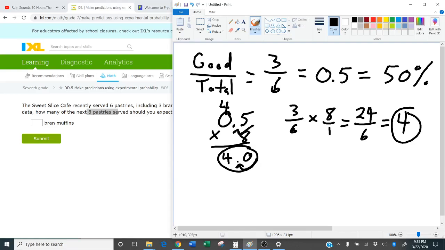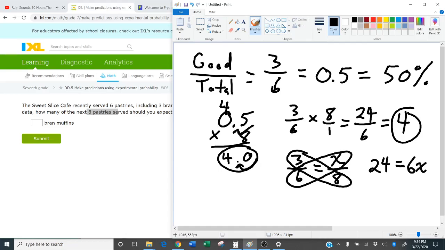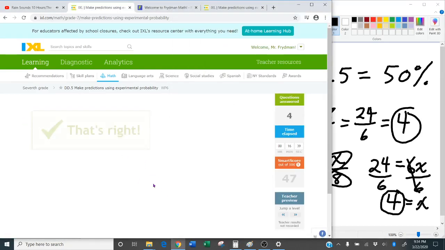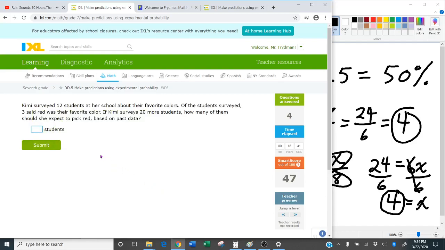We could also do the proportion strategy. 3 over 6 equals x. That's going to be our prediction. How many pastries do we predict will be bran muffins? Over 8. Okay, we get 24 equals 6 times x is 6x. Divide both sides by 6, x is equal to 4. Okay, same answer no matter what I do. There we go. Let's see. Is the next kind of question the same kind?